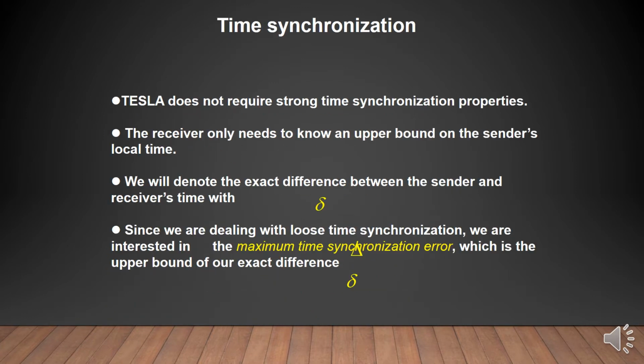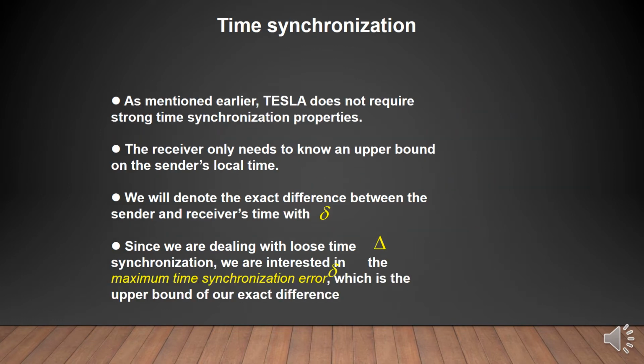Time synchronization. TESLA does not require strong time synchronization properties. The receiver only needs to know an upper bound of the sender's local time. We will denote the exact difference between the sender and the receiver time with delta. Since we are dealing with loose time synchronization, we are interested in the maximum time synchronization error delta, which is the upper bound of the exact difference between sender and receiver time.